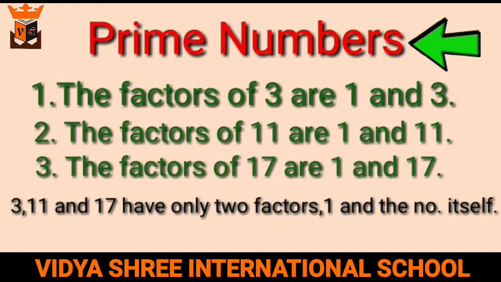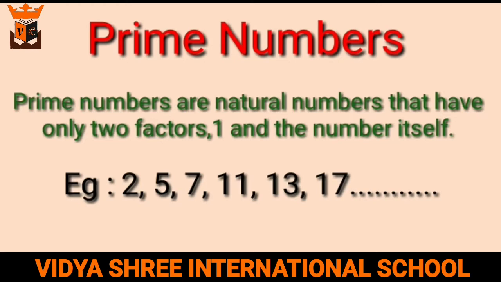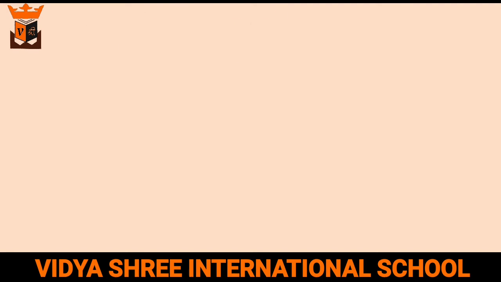Such numbers are called prime numbers. So prime numbers are the natural numbers that have only two factors, 1 and the number itself. For example, 2, 5, 7, 11, 13, 17 and so on.